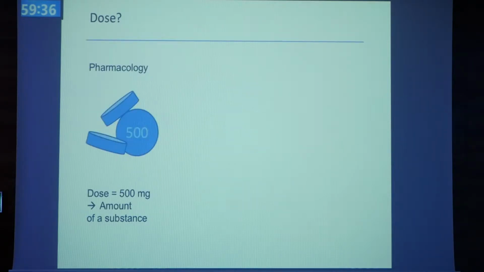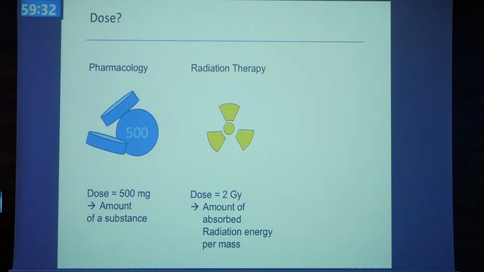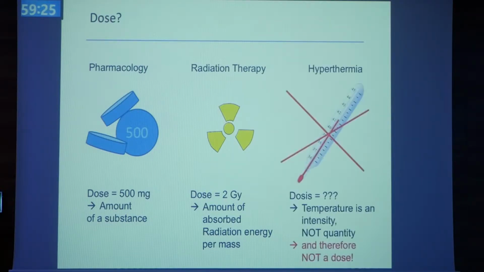When you look to pharmacology, it's clear a dose is an amount of drug administered to the patient. In radiation therapy, it's the absorbed dose per mass, so it's quite different, it's a density. When you go to hyperthermia, it would be very natural to see temperature as initial physical quantity, but temperature definitely is not a dose. It's not a quantity, it's an intensity.